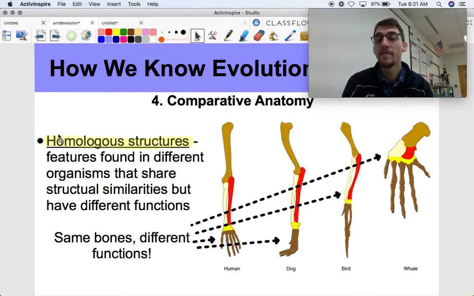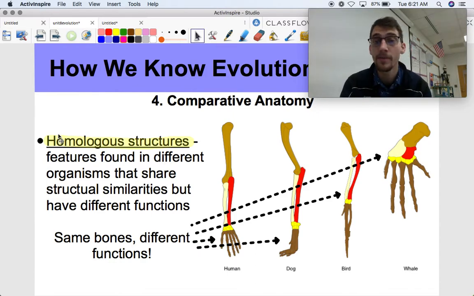The fourth form of evidence is what we call comparative anatomy. So if you've ever studied anatomy before, that's the study of body parts of living things, right? And so if we're doing comparative anatomy, we are studying and comparing body parts between species of organisms here. And those can show us some interesting patterns of evolution here and common ancestry.